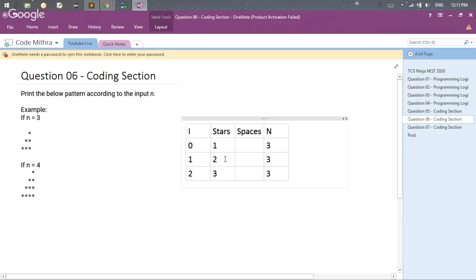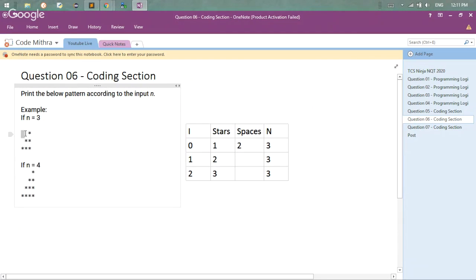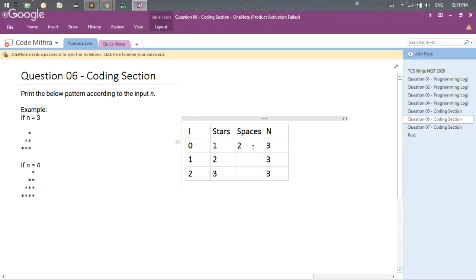Now, how many spaces do I have to print in the first row? I need to print 2 spaces. You guys remember, I told you that I have to print 2 spaces here, right? You can see that it is 2 spaces. So that's why I've written 2 spaces. Here I need to print 1 space, and here I need to print 0 spaces. So you might have other ways to do this logic, but if you follow this particular logic, you can solve any different pattern problems.